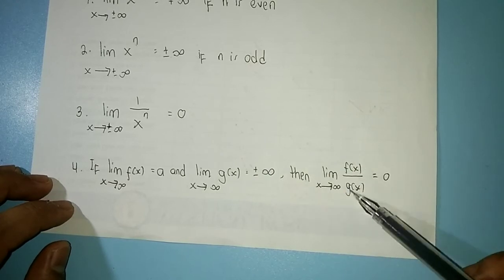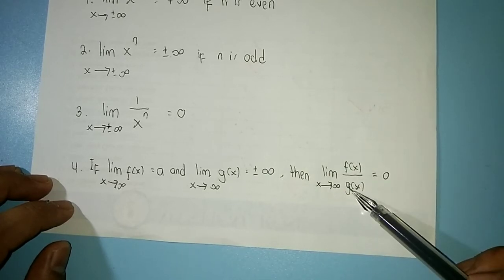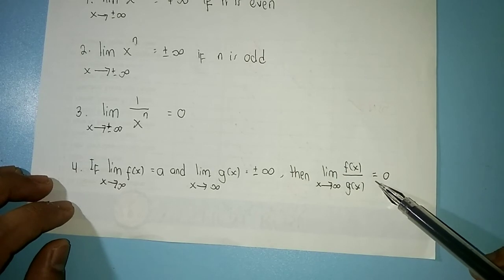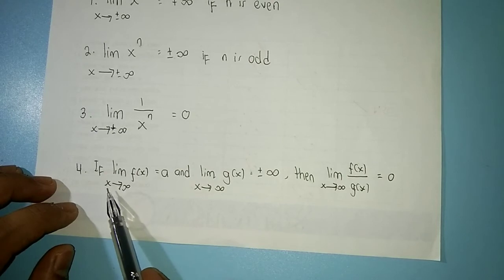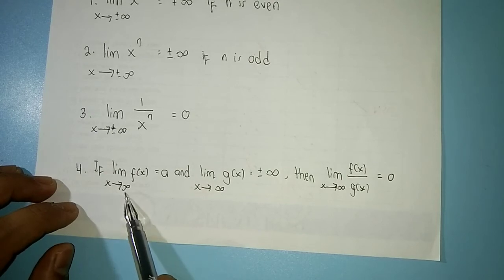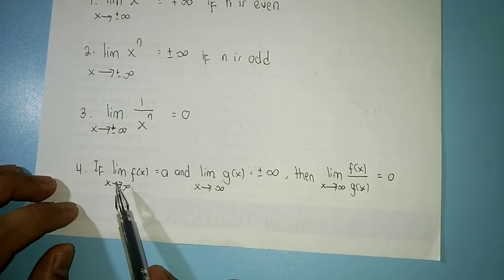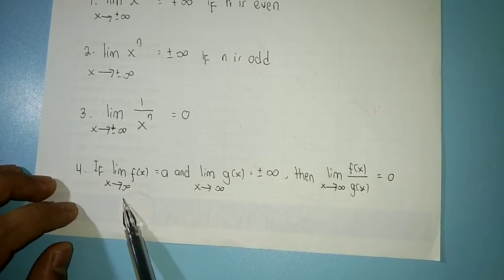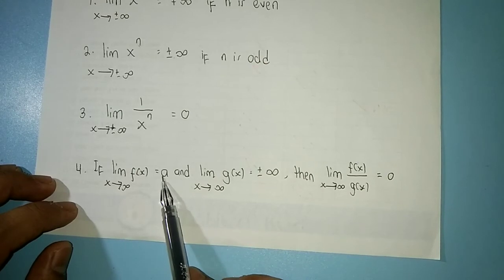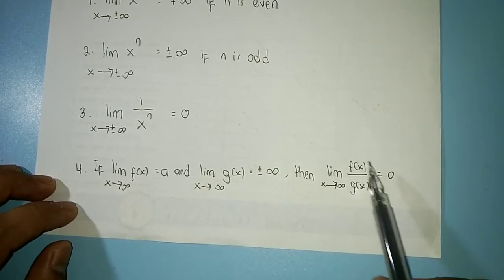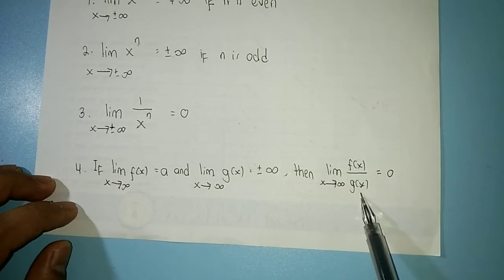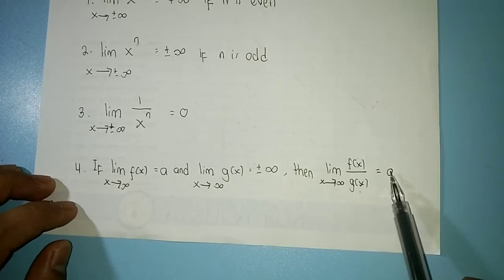So meaning constant over positive or negative infinity, that is always 0. Okay? Then take note, yung x na to, pwedeng palitan. Either x approaches negative infinity, o kaya x approaches a constant c, or x approaches c from the left or c from the right. Basta ganito yung naging limits, resulta na naging limits nila. Then kapag kinuha mo yung quotient, constant over positive or negative infinity, that is always 0.